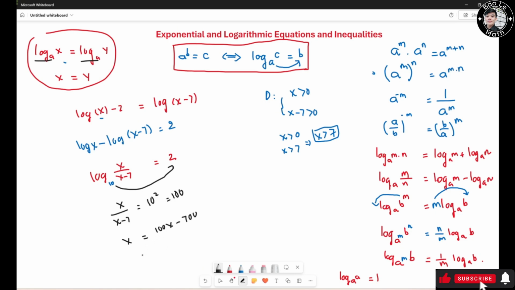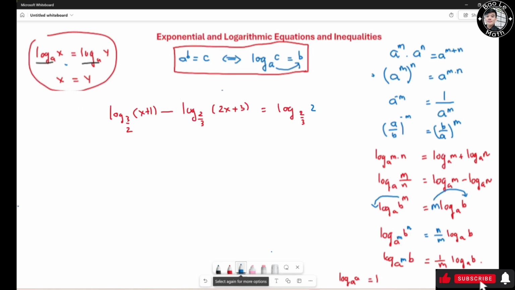So subtract 100 both sides, it could be negative 99, s equals negative 700. And then divide both sides by negative 99. So s equals 700 over 99. Now 700 over 99 is greater than 7, right? The domain right here. So this is a solution. Alright, so let's move on to the next example.